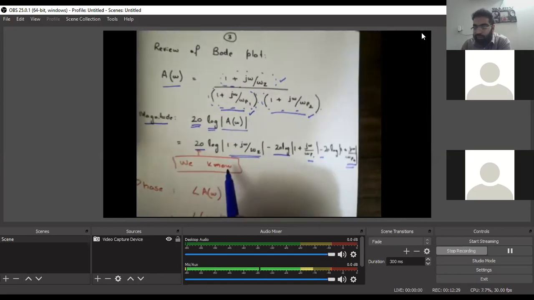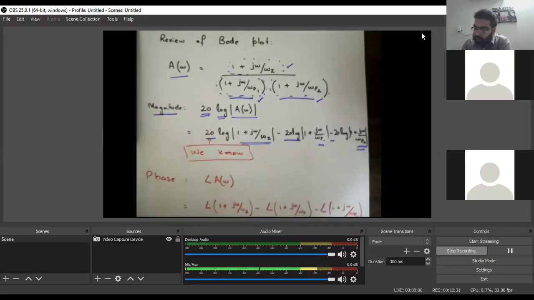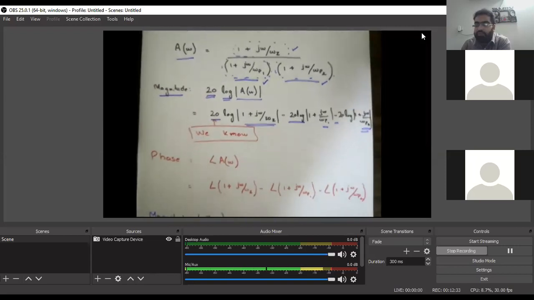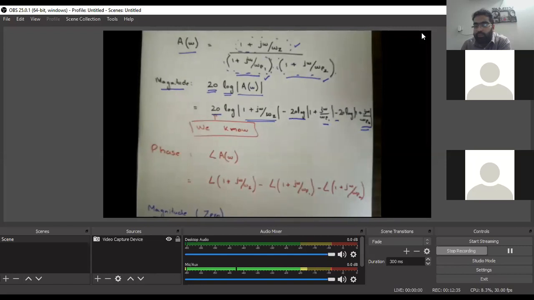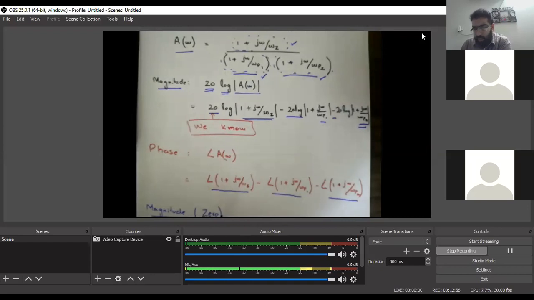Then coming towards the phase response, we do the same thing. If we have multiple zeros and poles, we have to take the individual phase impact in the overall function. So what we are going to do is have the phase response of a zero subtracted by the phase response of the poles. Because the zero is in the numerator and poles are in the denominator, the zero will come with the positive factor and the denominator will come as a negative factor.